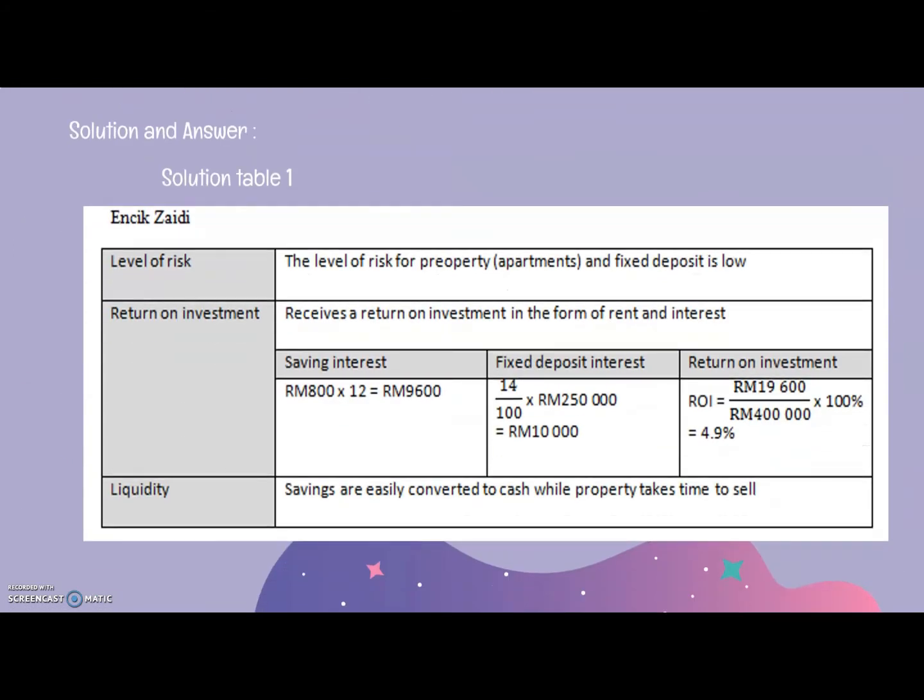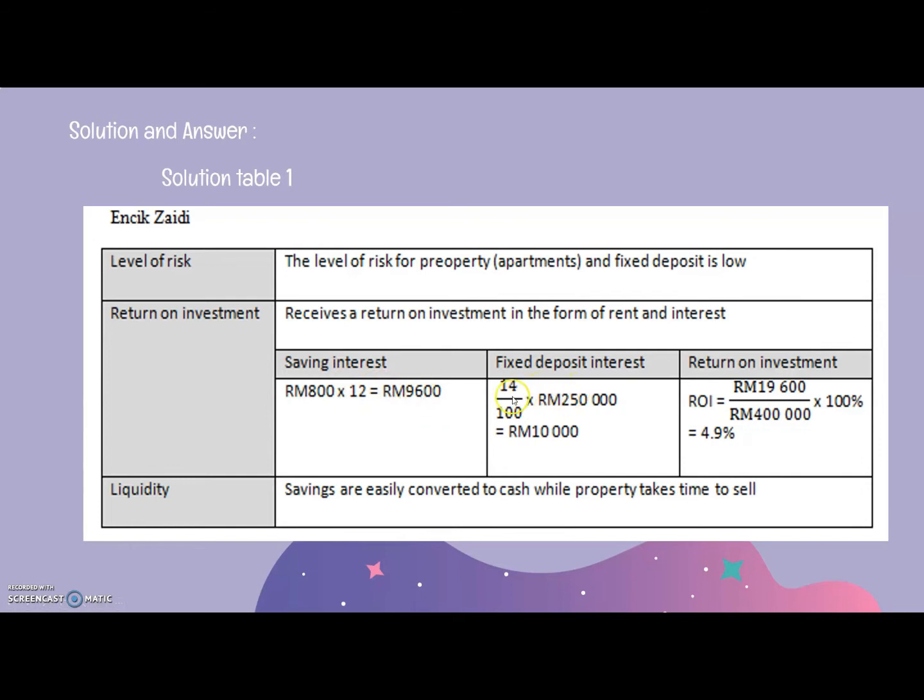Now to find the answer, you will have to do a comparison table to make it easier. For NTSID, what is the level of risk? The level of risk for the property, the apartment and fixed deposit, is low. What is the ROI? Same as before, find the saving interest, fixed deposit interest, and the ROI. The saving interest equals RM 800 times 12 months, which equals 9,600.